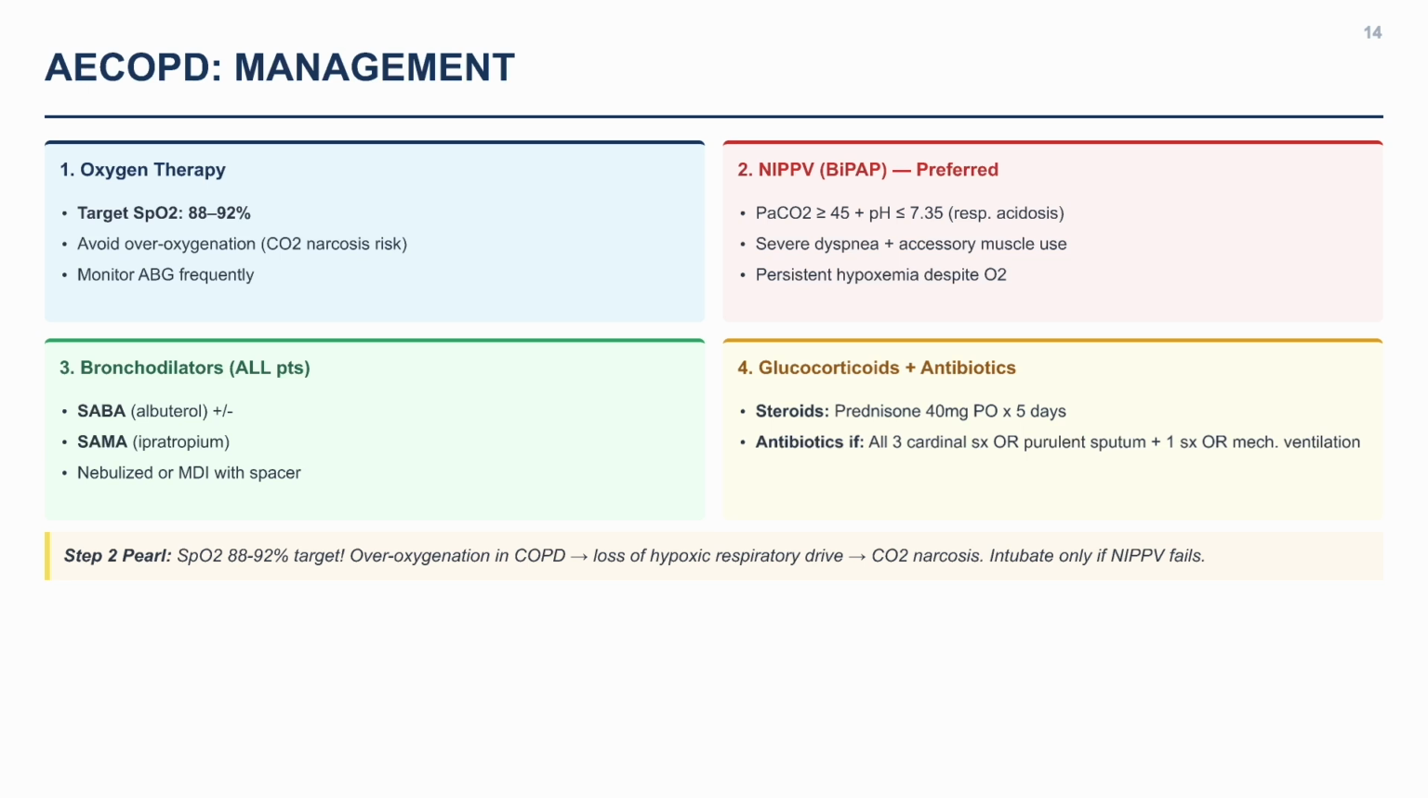Antibiotics are indicated if all 3 cardinal symptoms are present, or if there is increased sputum purulence plus 1 other cardinal symptom, or if the patient requires mechanical ventilation. The Step 2 pearl: target SpO2 88 to 92%. Overoxygenation in COPD can reduce the hypoxic respiratory drive and cause CO2 narcosis. Intubation is a last resort, only if NIPPV fails or is contraindicated.